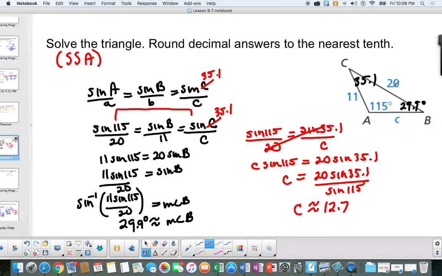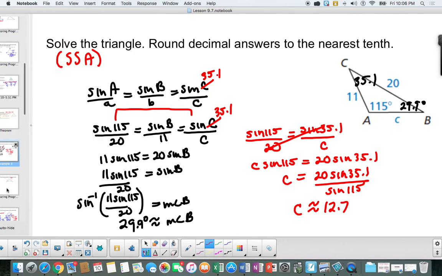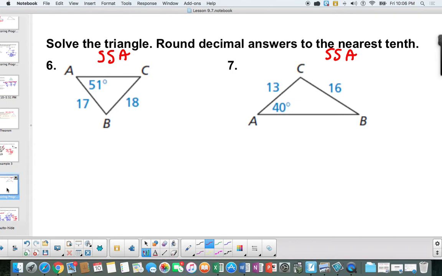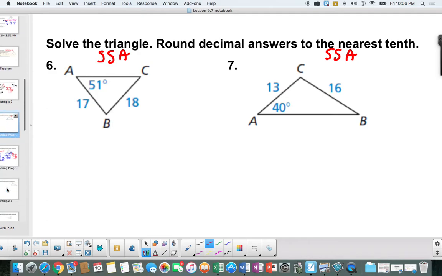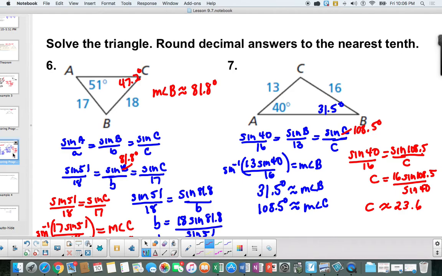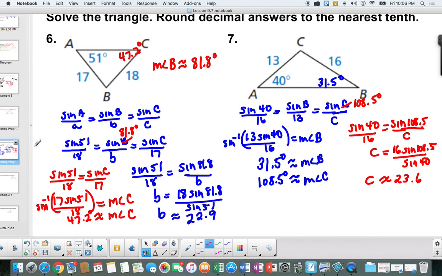So I found all my angles and all my sides of my triangle. Okay, now you can see number 6 is a side-side-angle, and number 7 is a side-side-angle. See what you can do. Stop the screencast. And here's the answer. So you can see that I went ahead and set up everything, substituted those values, and got all my answers.